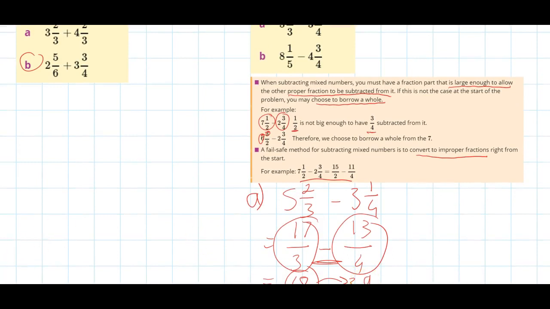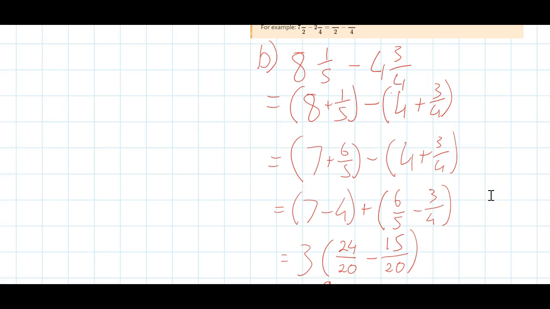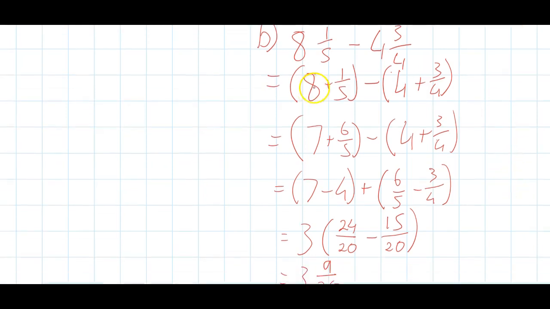The next one, we'll look at how we can borrow from a whole, so make sure you follow for this one. This one is a little bit more complicated. So I have 8 1/5 minus 4 3/4. I've separated them so you can see here. I'm going to separate the whole number and the fraction part. So what I have is 8 and 1/5 minus 4 and 3/4. Now I know I can't take 3/4 from 1/5 because it's too big.